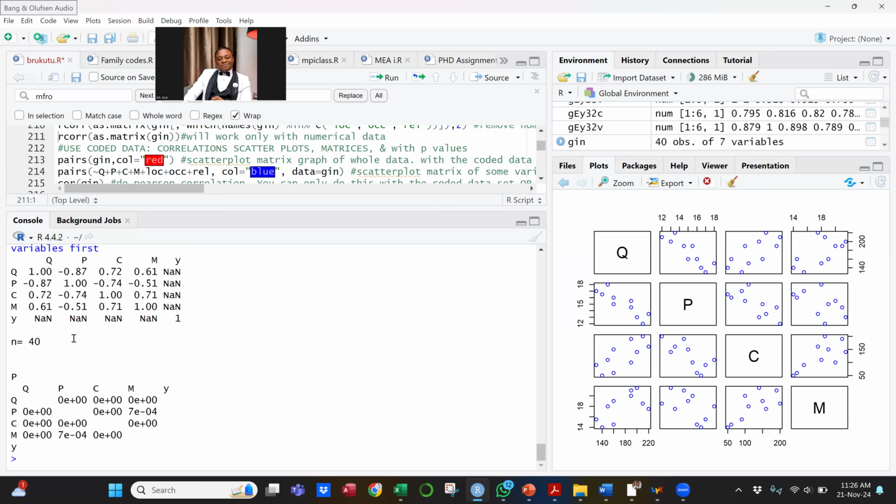But how do you read each p-value? If you pick P versus Q, okay? So when you check here, this is P versus Q, the correlation between P and Q, negative 0.87. Its p-value is this one here, which is 0. The next one is 0.72. Its p-value is the one down here.